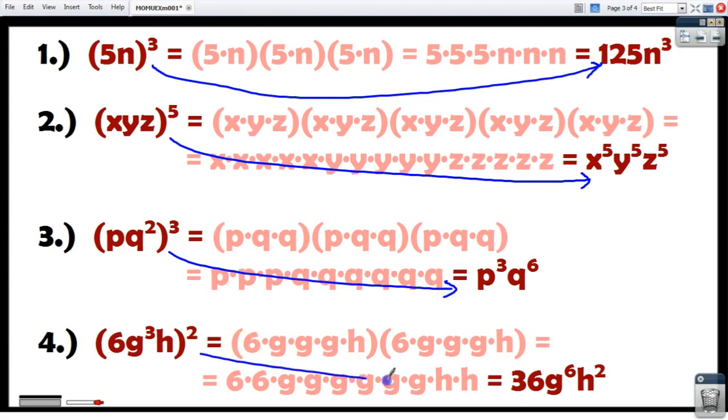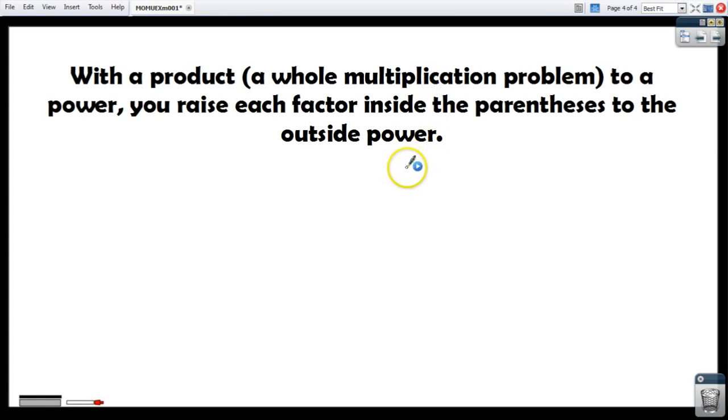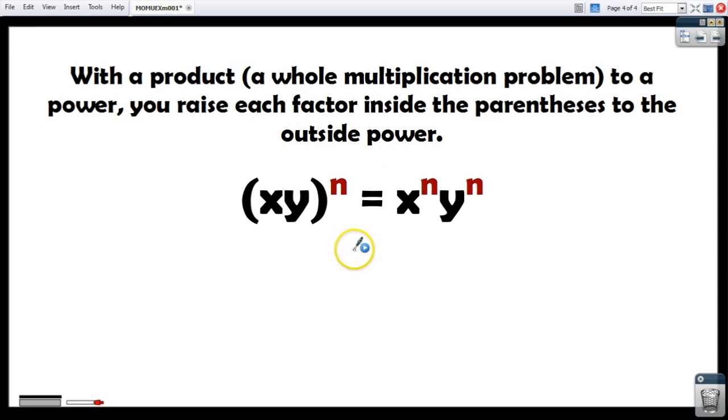And so hopefully what you came up with in your own words is something that matches the algebraic definition, which is this. With any product, or what we call a whole multiplication problem, which is what a product is, to a power, you raise each factor inside the parentheses to that outside power. So for example, algebraically, in a textbook, you would see it like this.